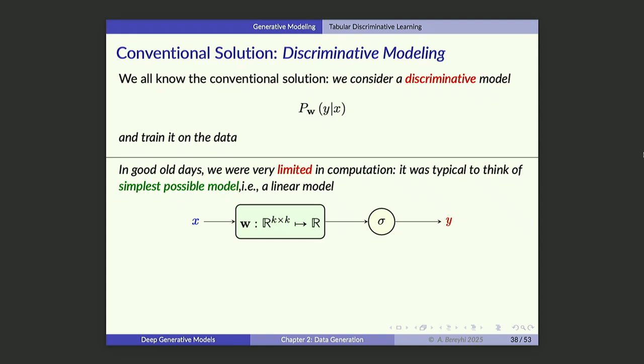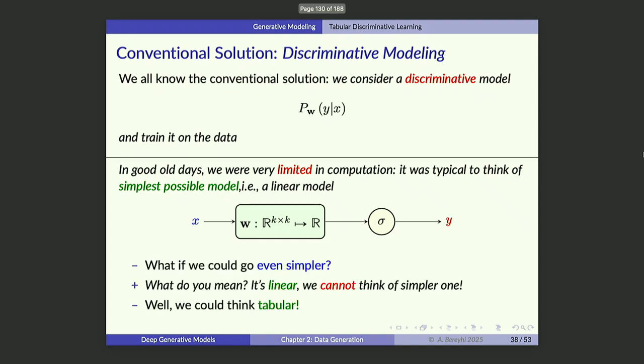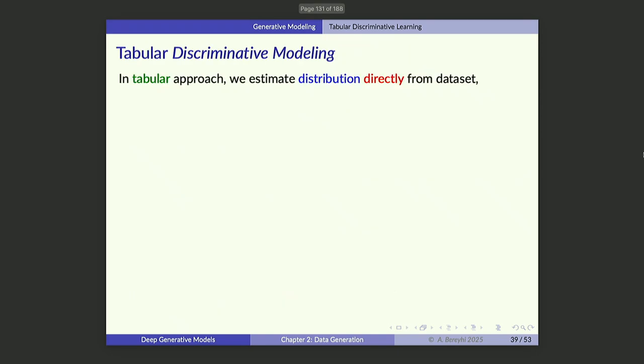So, but the question was at that point of time, can we go even simpler? And then you might say, what are you talking about? This is the linear model. This is the simplest model, right? But actually, there is always a simpler version to a linear model, and that is the tabular model. And what is a tabular model? I simply mean that I don't put any parameter here. I just look at my data set and try to compute the frequencies, and out of that, I compute the probability distribution. Okay? So there is no model involved here.